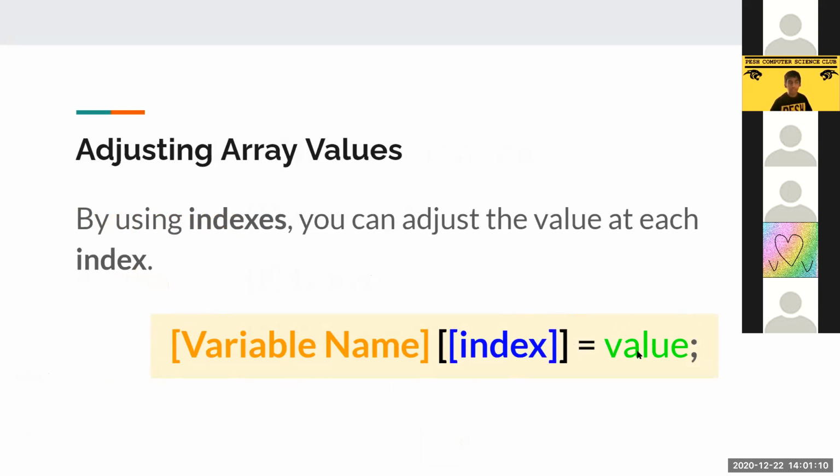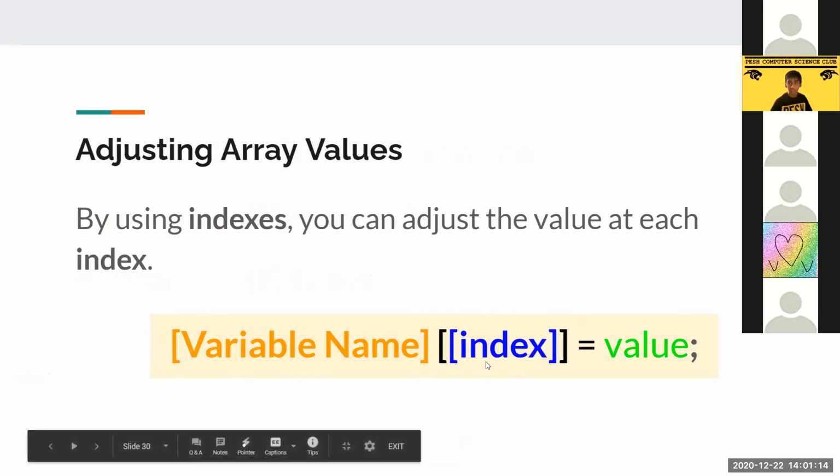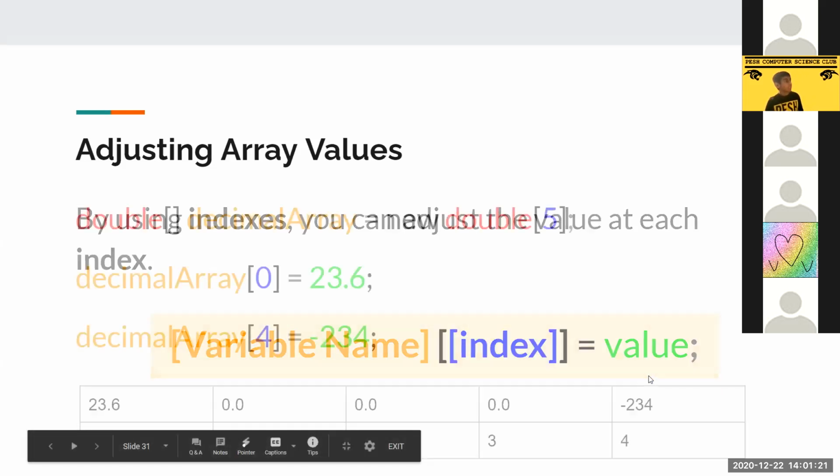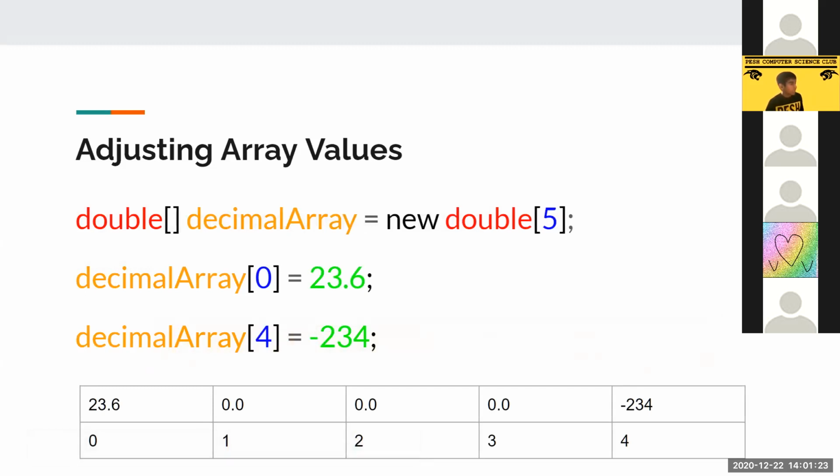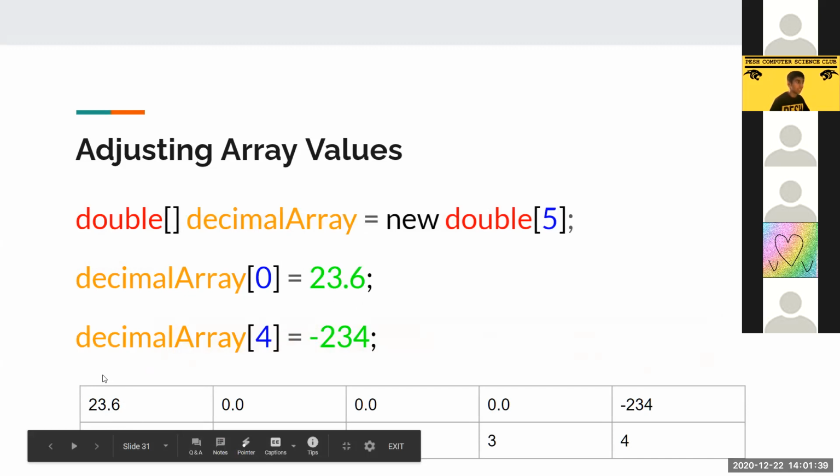And what this will do is Java will change whatever number is at that index, that element, and it'll replace its value with this new value on the right side. So here are a few examples I will show. First, you create a decimal array, or an array of any type, and at index 0, I'm going to change the value to 23.6. And as you can see down here, at index 0, my value is now 23.6.